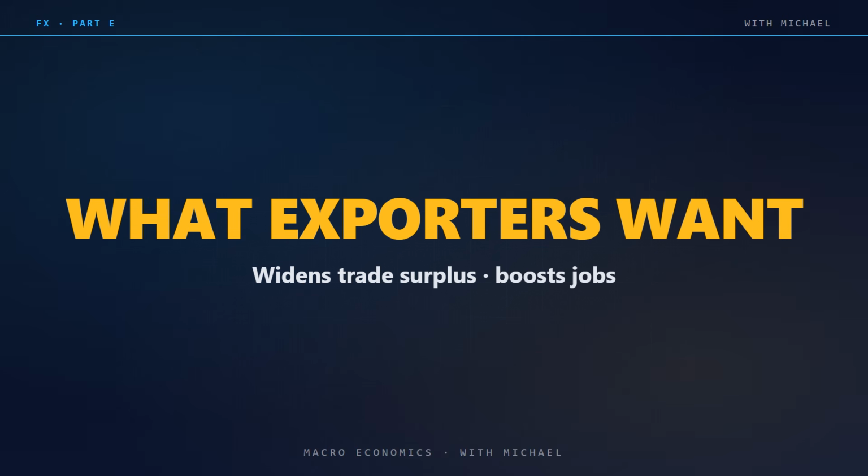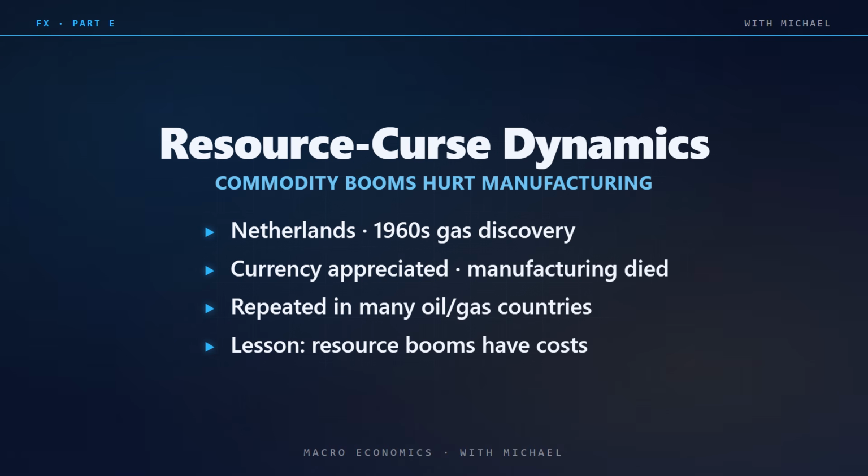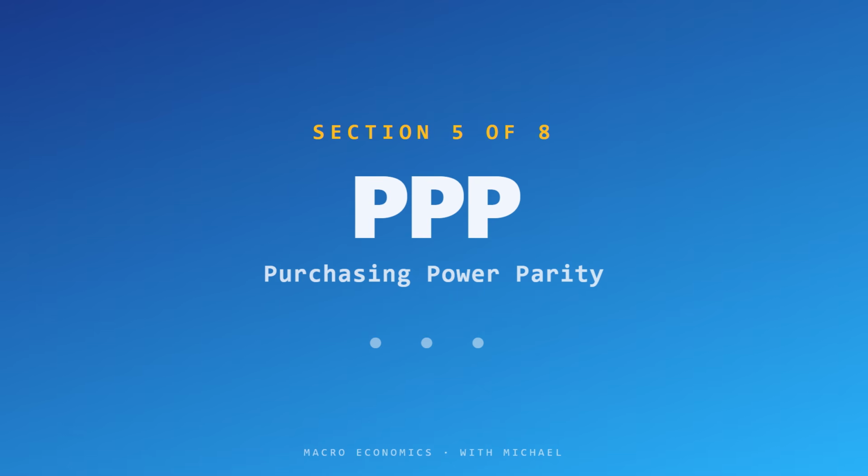Section 4. Real appreciation. The reverse. A real appreciation makes domestic goods relatively expensive. It hurts exporters. It widens trade deficits. It boosts imports. It often emerges in commodity-producing countries that experience commodity booms, the so-called Dutch disease. The discovery of natural gas in the Netherlands in the 1960s caused massive currency appreciation. Dutch manufacturing competitiveness collapsed. The pattern has been repeated in many resource-rich countries.